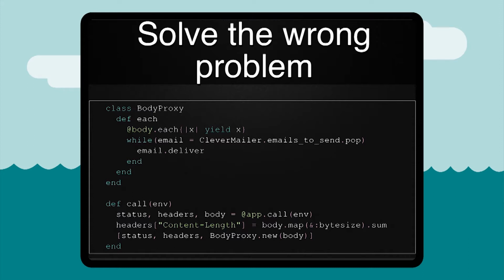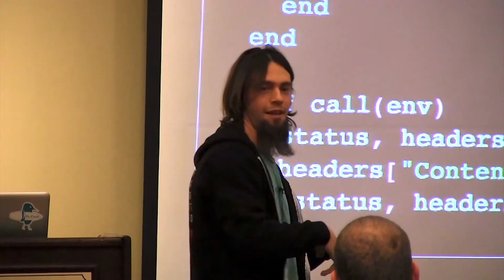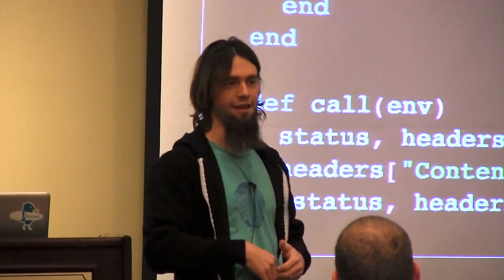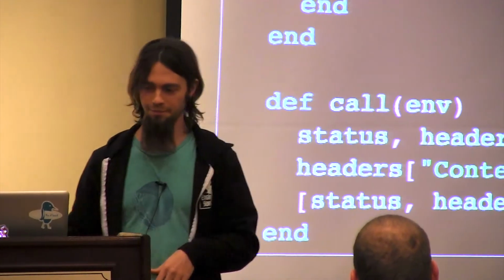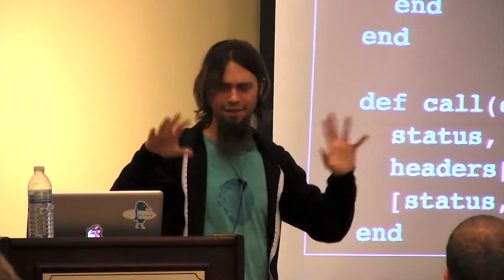Rack expects a triplet of status, header, and body. So we can make a proxy object around that body and then implement our each to return the real body. And then the last thing we do is actually send the email. And because we set content length, the browser will think we're done and not be blocked on this extra work we're doing. But somehow we'll have to figure out how to get this into Rack.